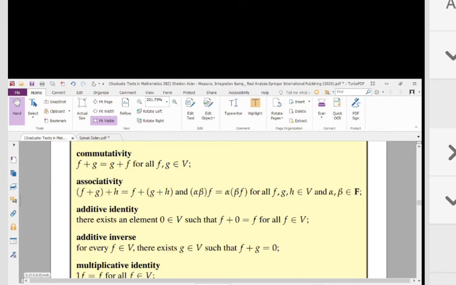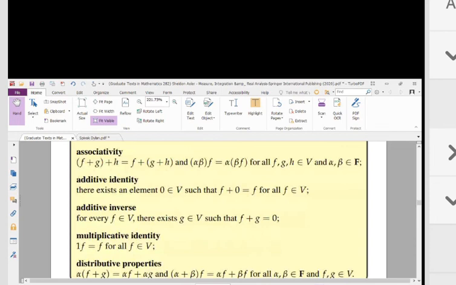Additive inverse: for every f in V there exists a g such that f plus g equals 0. G is the inverse of f. Multiplicative identity: 1 multiplied by f equals f for all f in V. 1 is the one of our field F, okay?